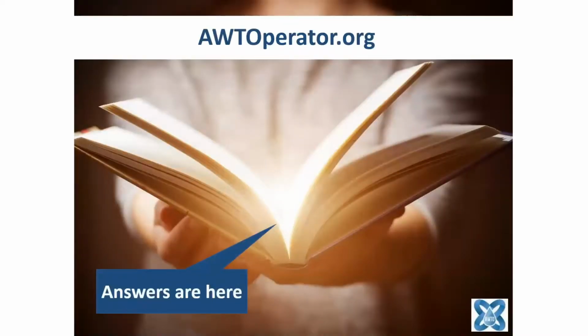Speaking of that website, there's a lot of information up there. Cal Nevada and CWA built this pretty phenomenal website. It's AWToperator.org. On that website, you can download the Candidate Handbook, which has the answers to tons of questions, and there's quite a lot of information in there as well.